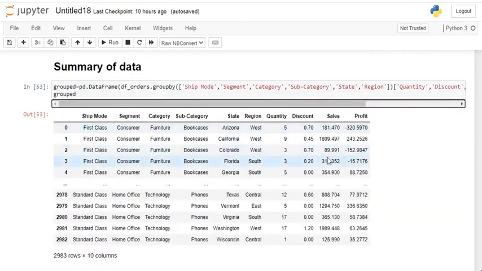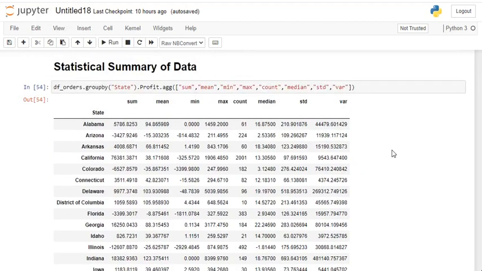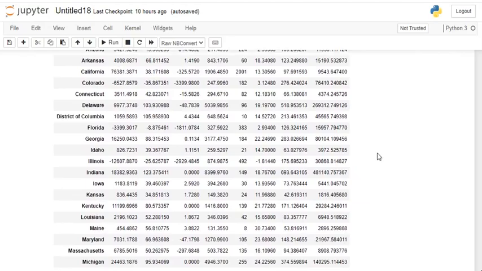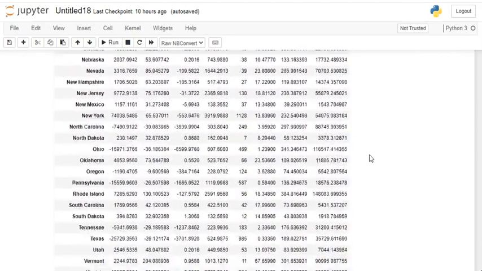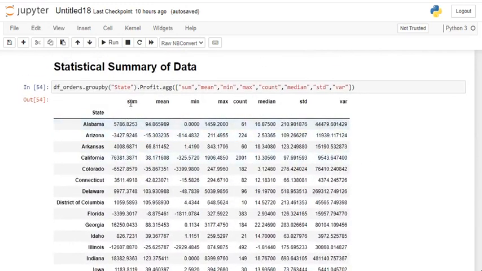Statistical summary of the data. Here is the data, and here the statistical summary of the data. By this we can see the minimum value and maximum value, standard deviation, average or mean, and we can see the correlation and also the variance between the data. This is the statistical data of each and every state. Here there are different states, and we see the sum, mean, minimum, maximum, the count, which means how many cities there are, median, standard deviation, and variance.